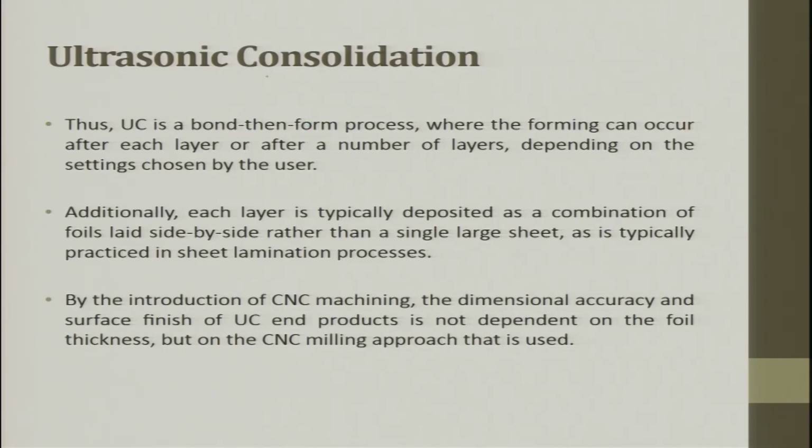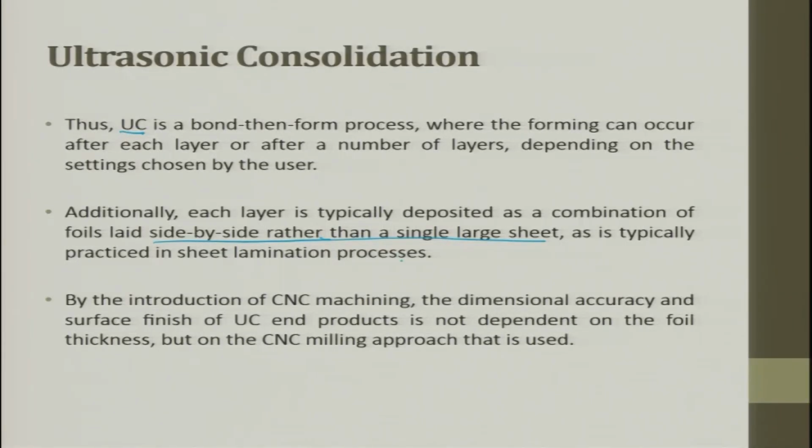Earlier, if you cut the slice and then make it, it is form and then bond. So, UC falls in the bond then form process, where the forming can occur after each layer or after a number of layers depending on the setting chosen by the user. Additionally, each layer is typically deposited as a combination of foils laid side by side rather than a single layer, as is typical practice in sheet lamination processes.